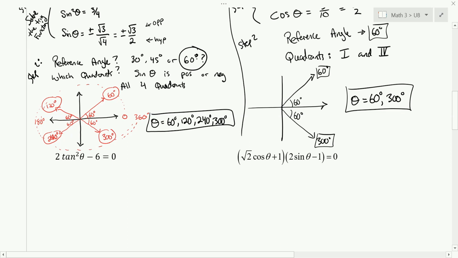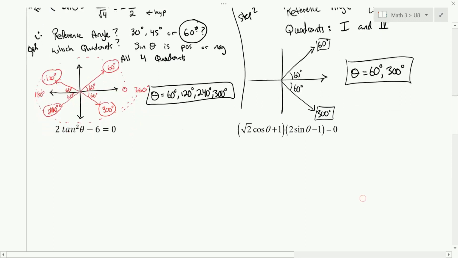Next one. 2 times the tangent squared theta minus 6. Actually, we're going to skip that one. Let's do the next one. Okay. Notice we have one factor times another factor equal to 0.